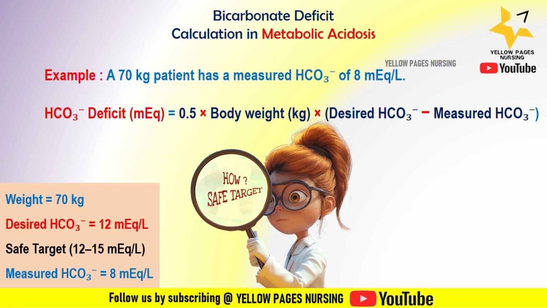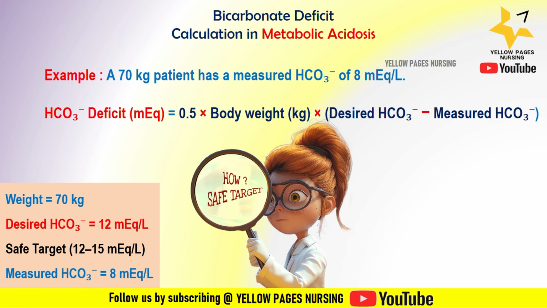So raising the bicarbonate to just 12 or 15 milliequivalent per liter is usually enough to bring the pH out of the danger zone, maybe more than 7.2. For this reason, the safe target of 12 to 15 milliequivalent per liter is considered the desired bicarbonate range.